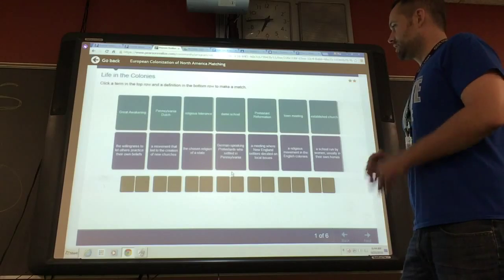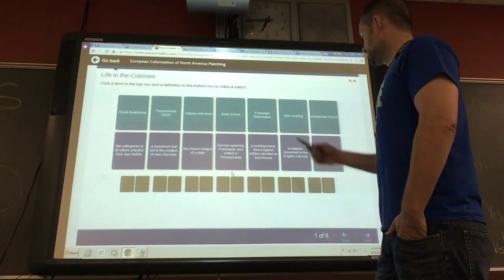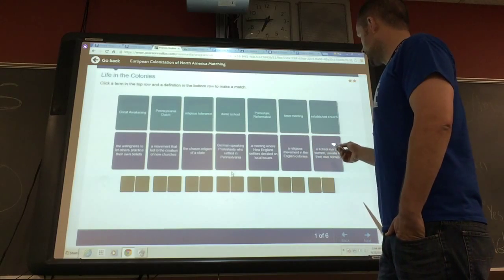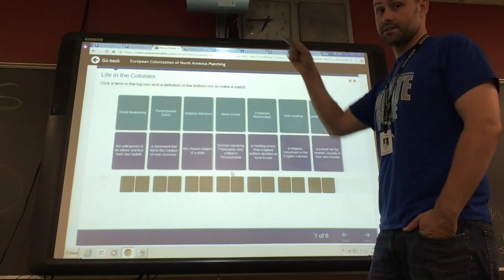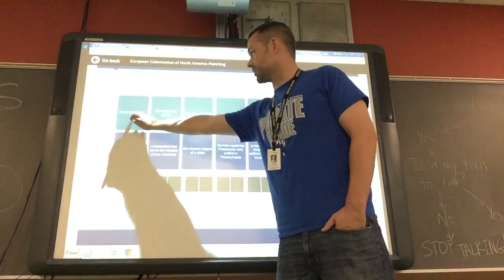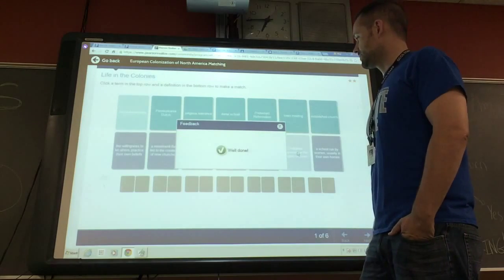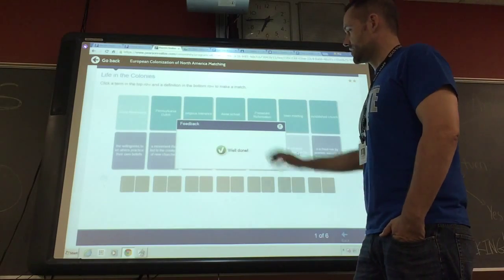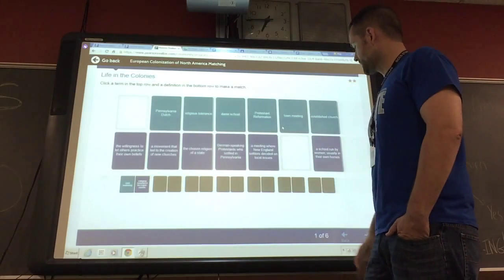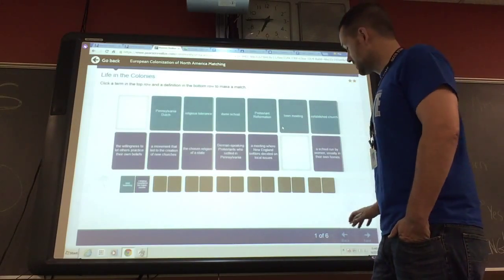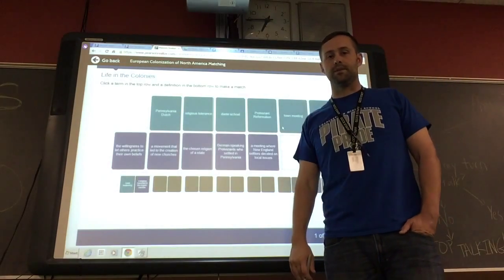So let's do the Great Awakening. The Great Awakening, I know, was a religious movement in the colonies. We talked about that yesterday. It was the last slide we had. So I'm going to click on the Great Awakening, click on a religious movement in the colonies, and then it's going to tell me well done. So I click, and it pulls the cards over there. And there are actually a couple of these you can do, so get as far as you can, submit it, and earn a few extra credit points.